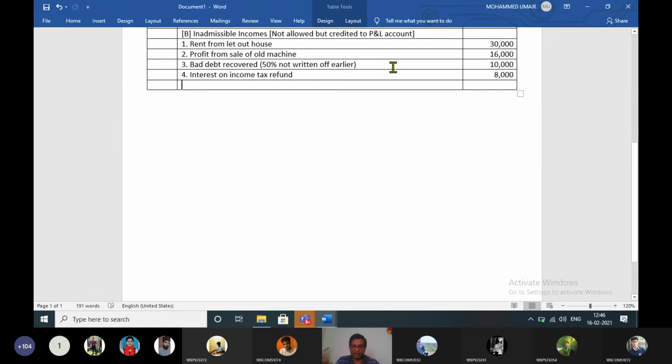We have dealt with all the adjustments. We have only two items, C and D, which are undervaluation of opening stock and overvaluation of closing stock.